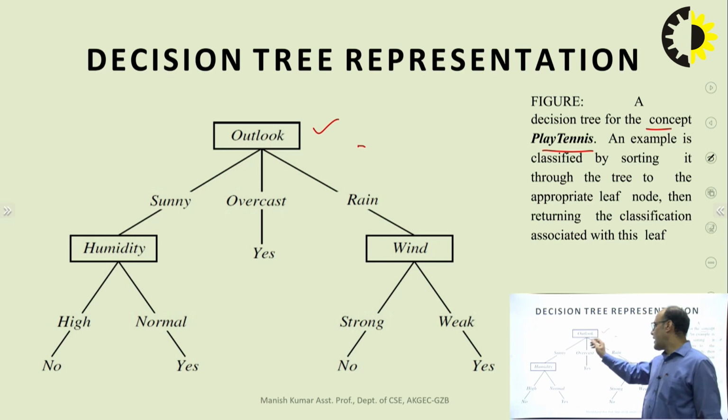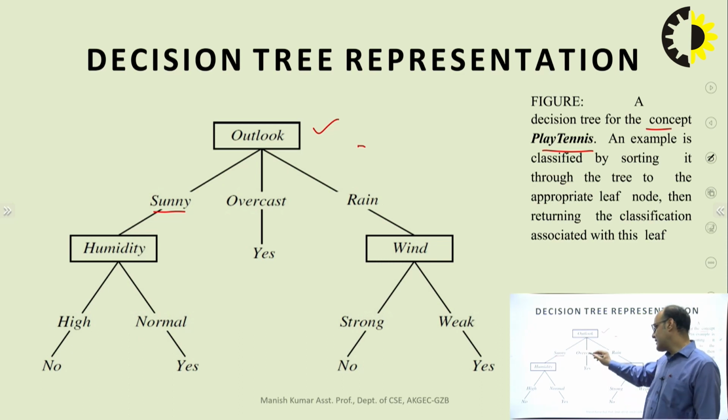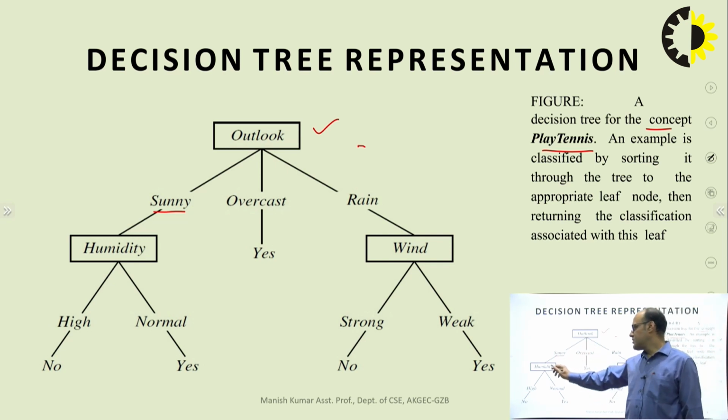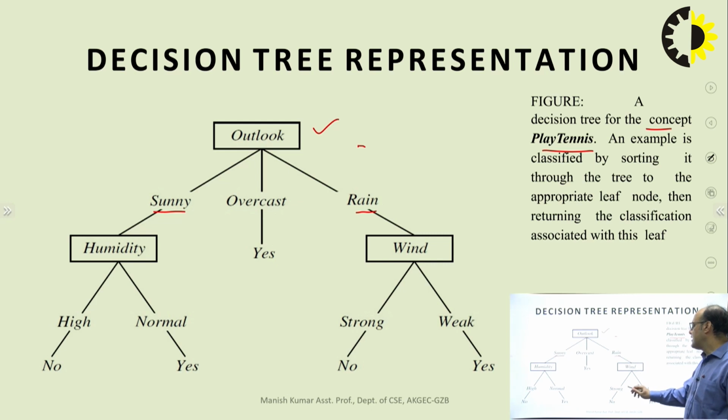That outlook has three values: first sunny, second overcast, third rain. That is represented on these edges. Another attribute is humidity. Humidity has two values, high and normal. Overcast has only one value, yes. For outlook equal to rain, if the wind is blowing strong, there is no possibility of playing tennis. If the wind is blowing weak, there is a possibility of playing tennis. So this is how we can represent the decision tree.